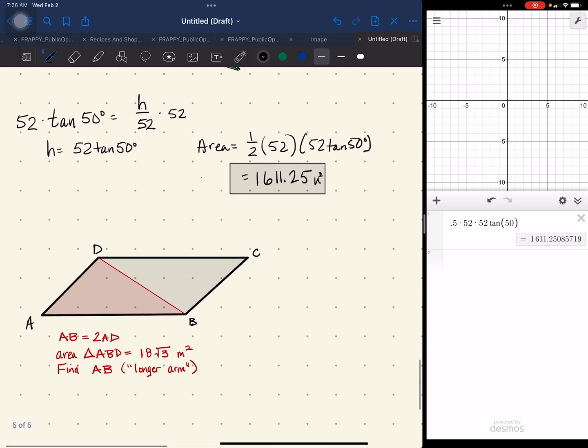All right, second one that I want to take a look at is the parallelogram question. This one's particularly tough just because you have to really make some cognitive leaps. You have to understand that this ratio of x to 2x is significant. So they say AB is equal to 2AD. So if I make AD x, then AB is 2x. They tell me the area of this red shaded triangle is 18 square root of 3, and they want me to find the length of the longer arm. So in other words, AB or DC, they're the same.